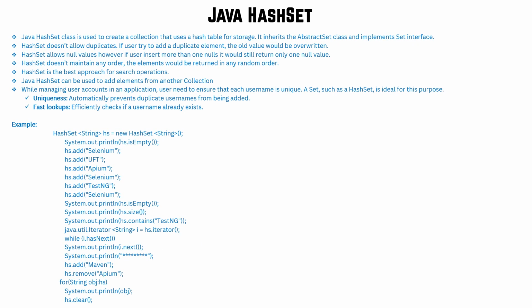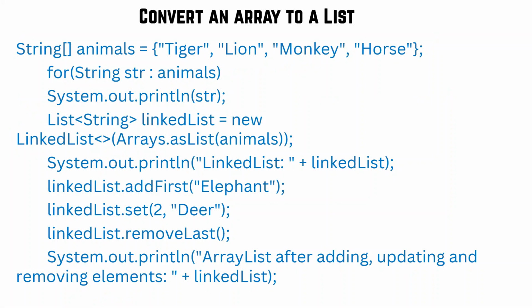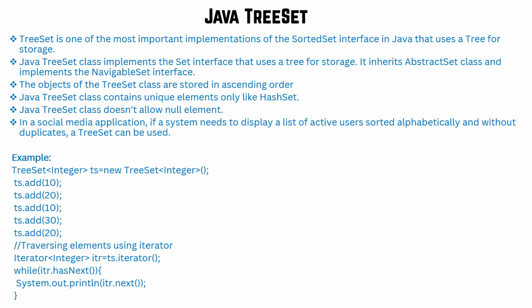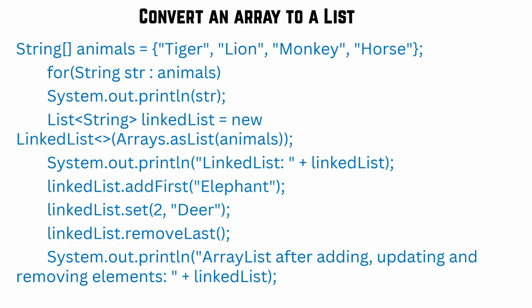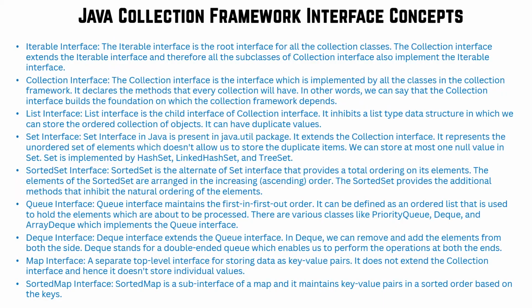Now I'll go to the different sets: HashSet, LinkedHashSet, and TreeSet. Now let's go to the diagram again.